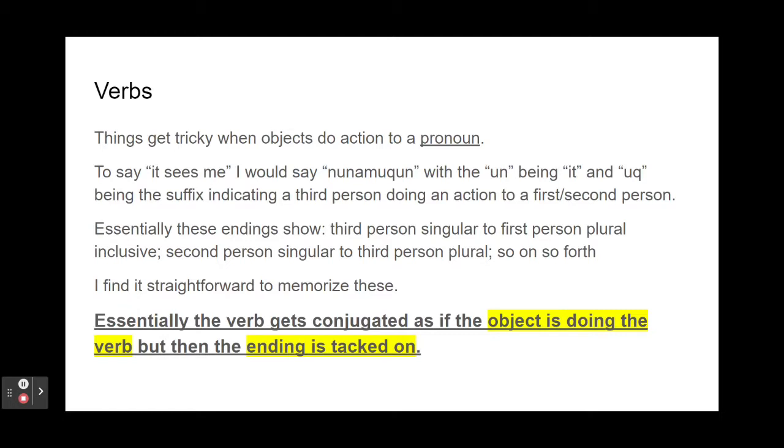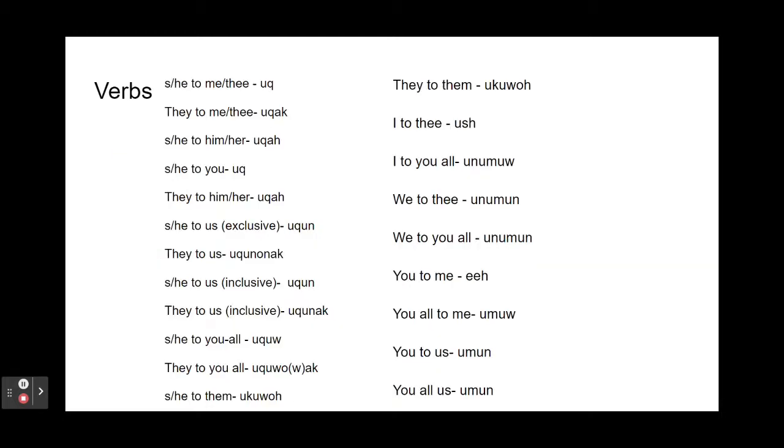It's actually better to memorize these, though there are patterns which, if they help you, please use those patterns. Essentially, the verb gets conjugated as if the object is doing the action, not the subject. But then we tack on an ending saying this form is actually the object, not the subject, which comes later. So here are the relevant endings. For example, third person singular to first person or second person singular is uk. The plural is ukak, etc., etc.